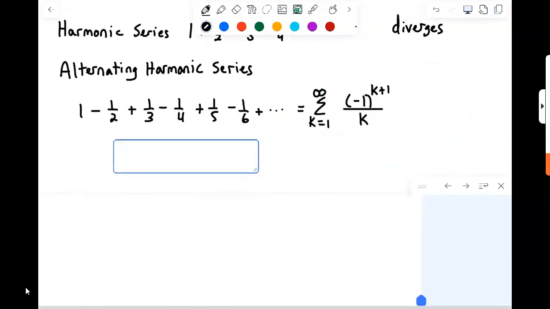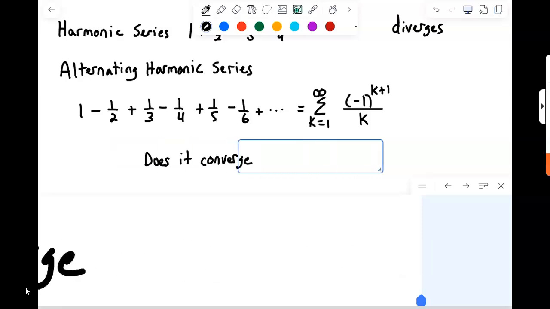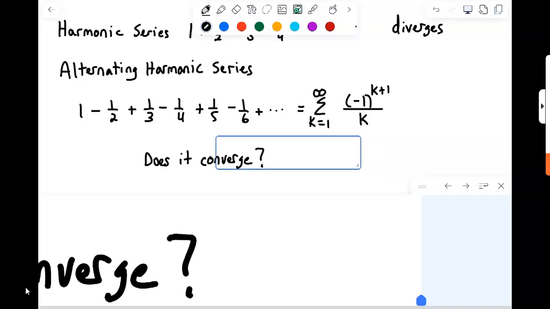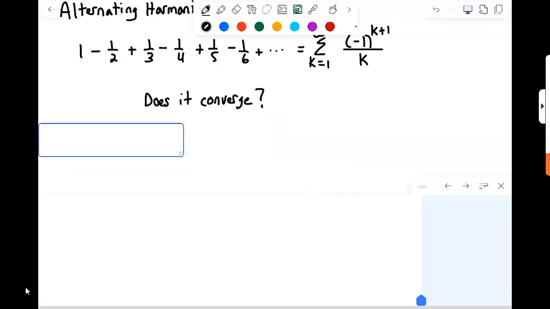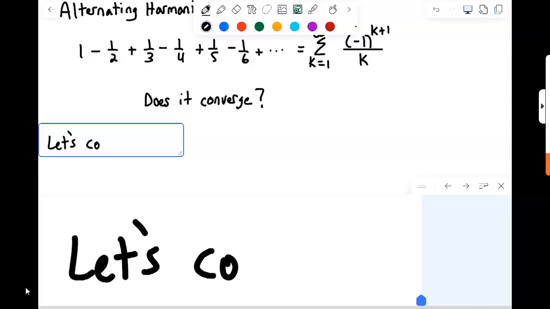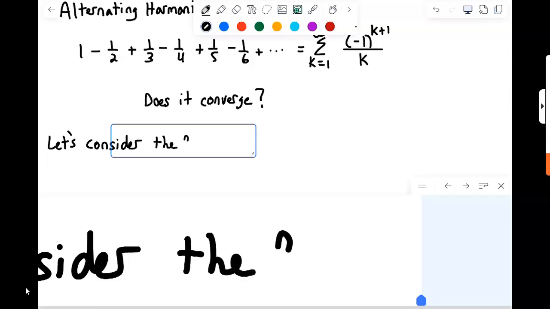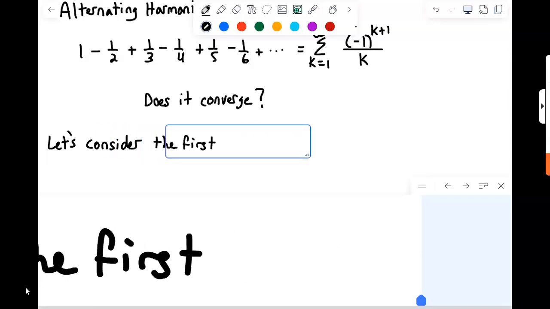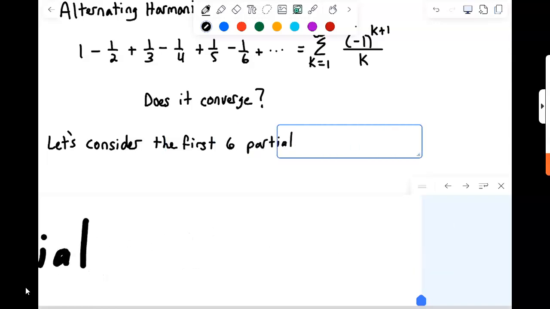So a reasonable question here is to ask, does this thing converge? You might be thinking, well, since the original one doesn't, then surely it would complicate things more with alternating signs. It won't converge either. Well, let's consider some of our partial sums. Let's consider the first 6 partial sums.